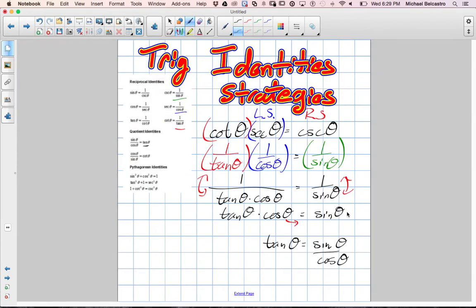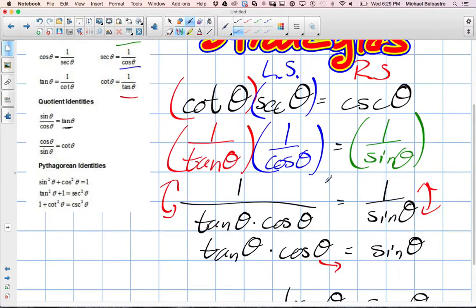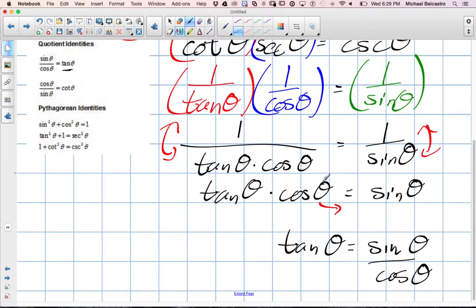Very, very particular. In fact, maybe they tell you, I want you to only work on the left side of an equation. I don't know why, but maybe they do. Well, there's nothing wrong with this. We've worked on the left side. We got a whole bunch of info about the left.